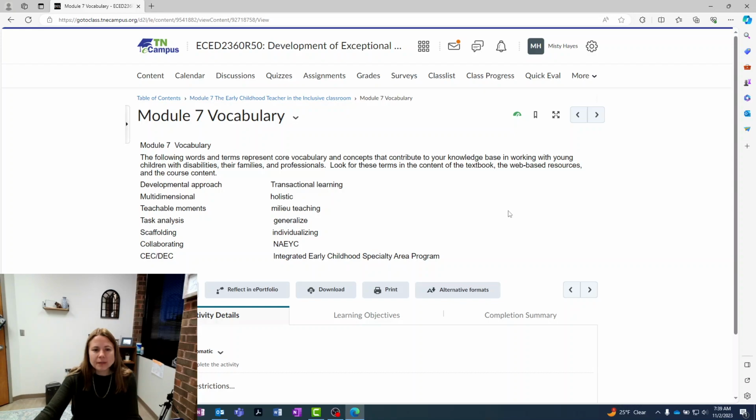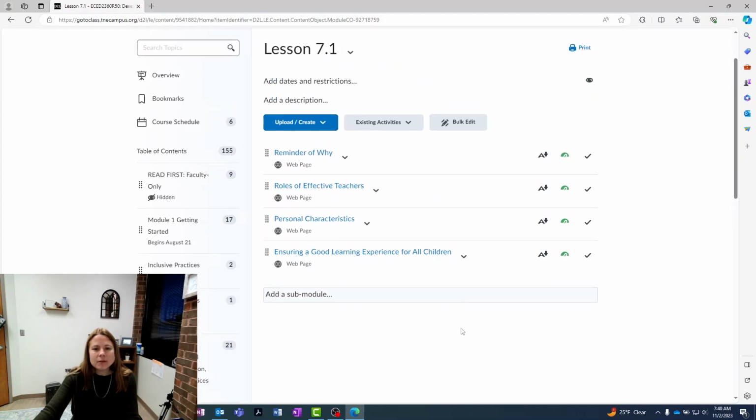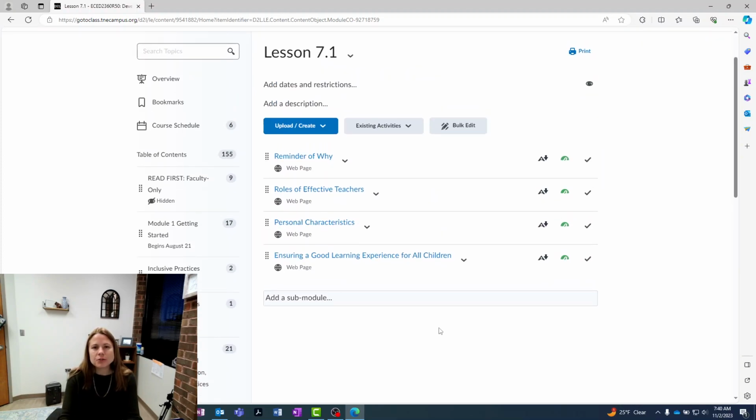Okay, so you have your vocabulary, all the things we're going to be looking at when we're talking about an effective teacher and your role as an effective teacher. And then for lesson 7.1, like I mentioned, are your objectives. We're looking at some personal characteristics, taking a deeper reflection of us. Reminder of why you're doing this.